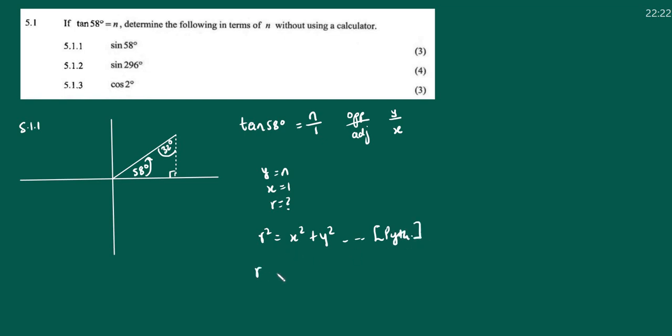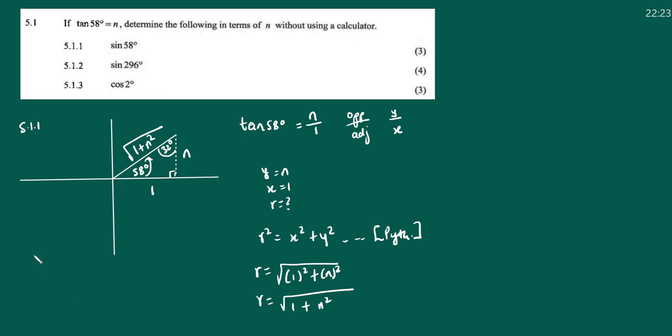And then you say r would be the root of 1 squared plus n squared. So your r will be the root of 1 plus n squared. So here it's going to be the root of 1 plus n squared. On x you're going to have 1, on y you're going to have n. Then you can answer any question they asked.